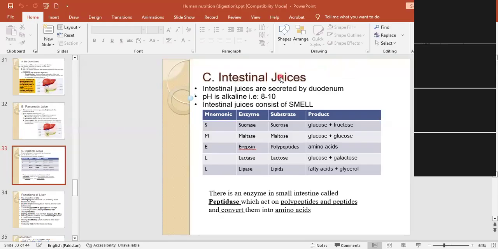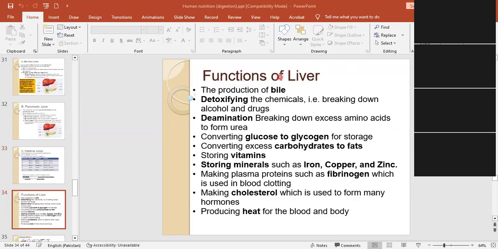Intestinal juices, right? We are done with that part. The next part is functions of the liver. Other than emulsification or production of the bile, what else does the liver do? Other than the production of the bile, what else does it do?